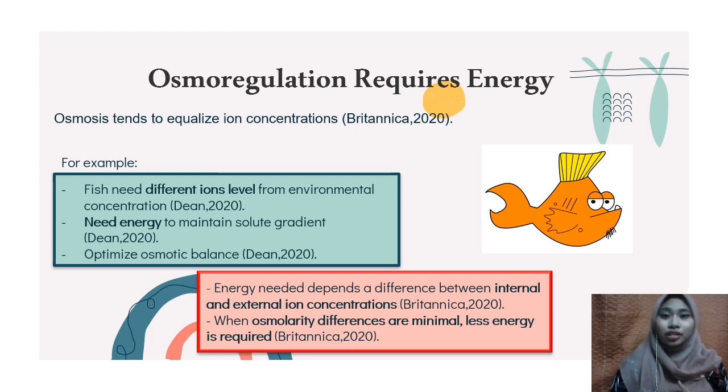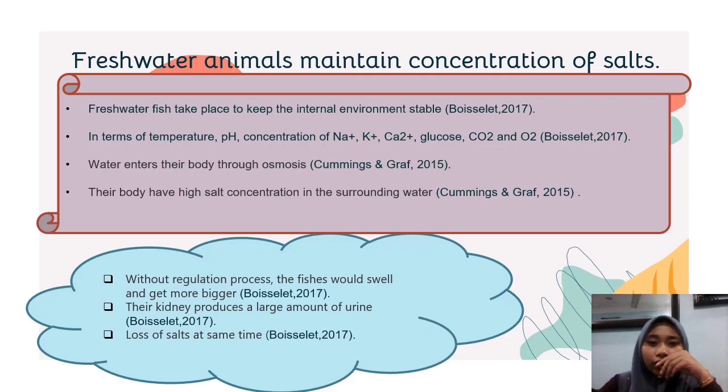The energy required for osmotic balance depends on multiple factors, including the difference between the internal and external ion concentration. When the osmolarity difference is minimal, less energy is required. Freshwater animals maintain their concentration of salt. In order to keep the internal environment stable, continuous adaptation with regard to temperature, pH, and concentrations of sodium, potassium, calcium ions, carbon dioxide, and oxygen takes place.